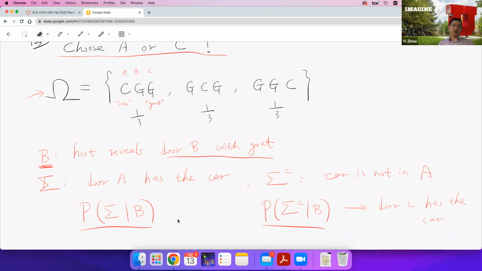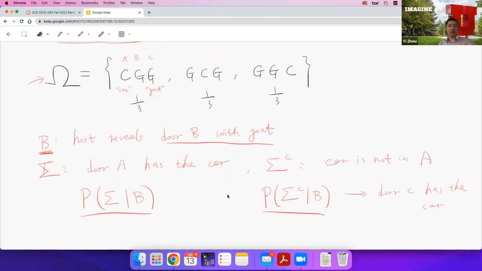Now the question is, in order to make a decision rigorously, you just need to evaluate, given this event B happens, what is the probability that A has the car? And given this B happens, what is the probability that C has the car? And in this case, it turns out this event is simply the complement of this sigma. So in the end, we just need to calculate these conditional probabilities.